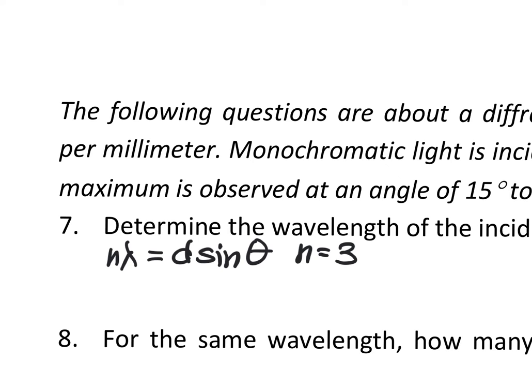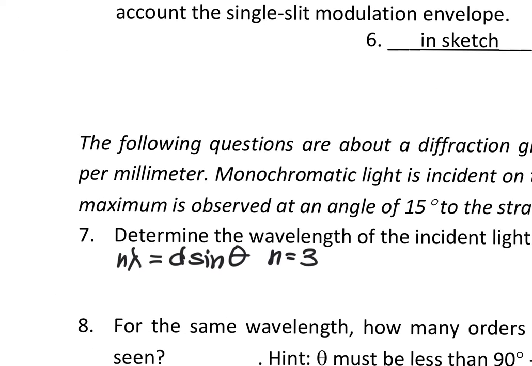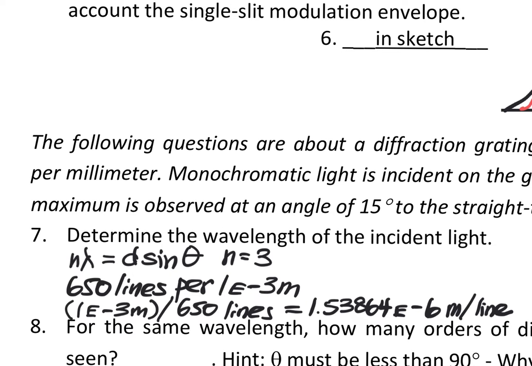Lambda is what we're solving for. D is the distance between the slits. We're going to need to figure that out. It says that it's 650 lines per millimeter, so the diffraction grating is 650 lines per 1 times 10 to the negative 3 meters. We can just flip that over to figure out how many meters per line. So I would say 1 millimeter per 650 lines. That gets us about 1.5 micrometers, so 1.53864, etc. times 10 to the negative 6 meters per line. That's going to be the D.